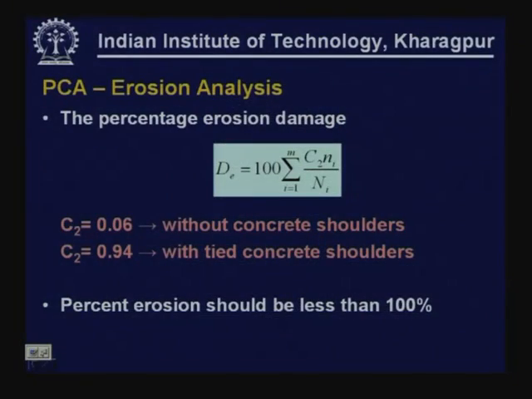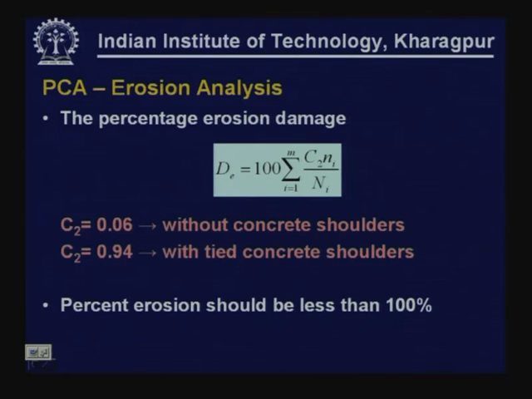So, the total erosion damage is again a summation of a multiplication factor C2 times small ni divided by capital Ni. C2 takes values of 0.06 or 0.94 depending upon what type of a shoulder is provided, whether it is without concrete shoulder or with a concrete shoulder which is tied to the main slab. Accordingly, C2 will take values of either 0.06 or 0.94. The percentage erosion should be less than 100%.